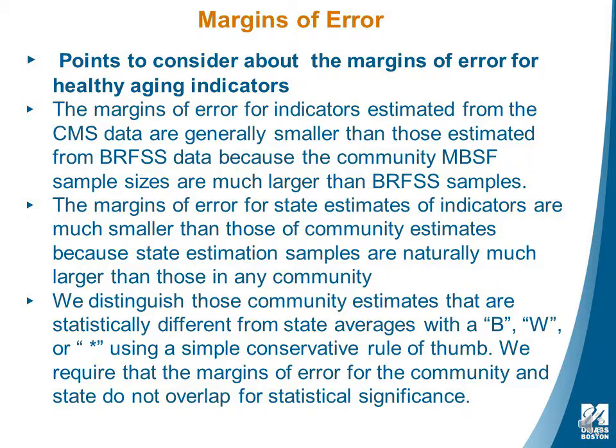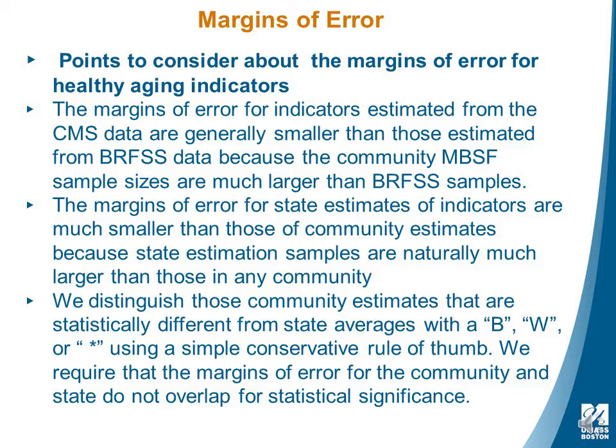It was noted earlier that we have records for 100% of all aged Medicare beneficiaries, even though they're not all included in the estimation samples. Another point is that the margins of error for state estimates of indicators are generally much, much smaller than those of community estimates. And this is because the state estimation samples are naturally much larger, not surprisingly, than those for any single community.